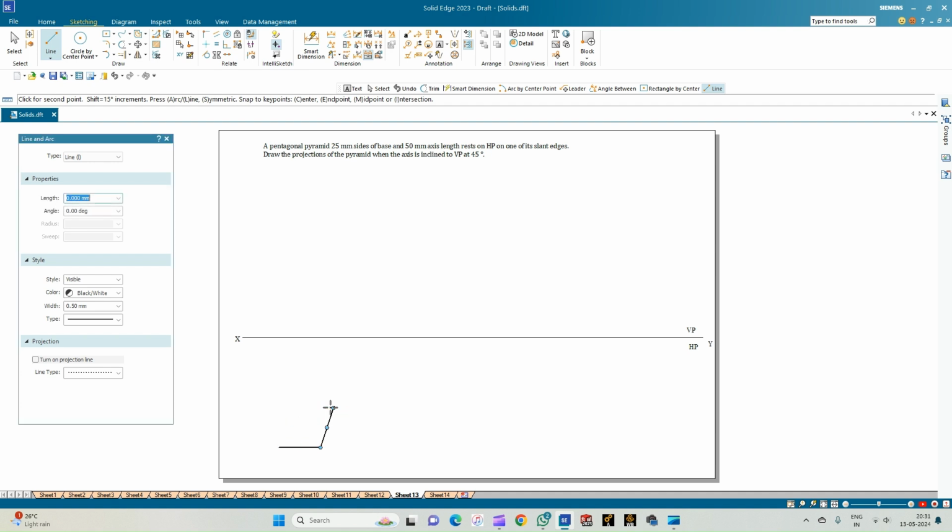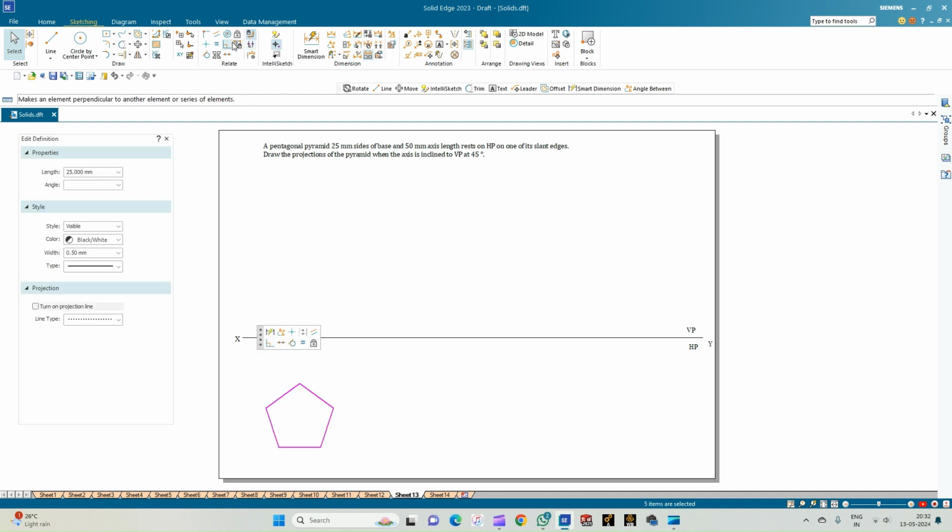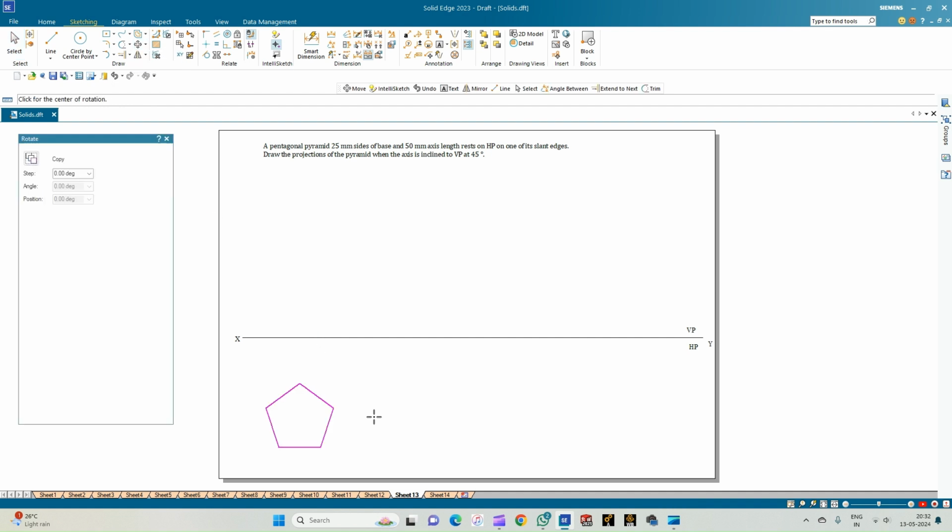25, the angle is 72, followed by 25 and the angle of inclination is 72 into 2. Next, 25 is the edge length and the angle of inclination is 72 into 3, followed by 25 and the angle of inclination is 72 into 4. So now we shall select the pentagon and rotate this as per the required condition. So for that, we will select the rotate option, select the corner and the edge opposite to that and the midpoint of that particular opposite edge. So now rotate this in such a way that that particular edge is making an angle of 90 degrees.